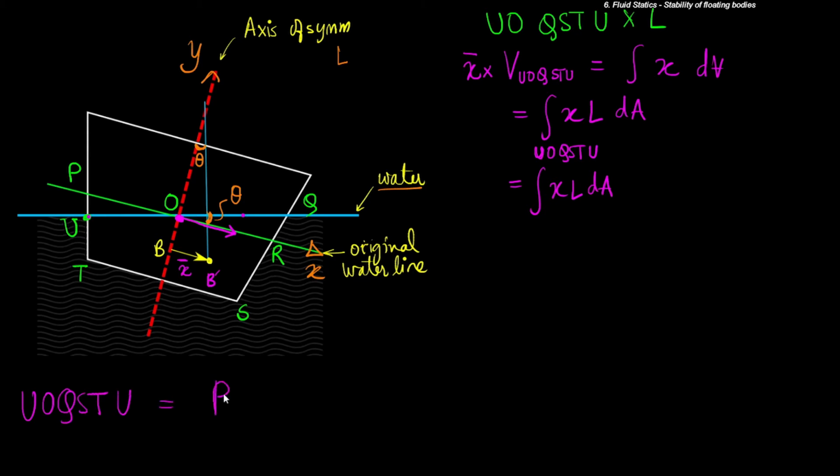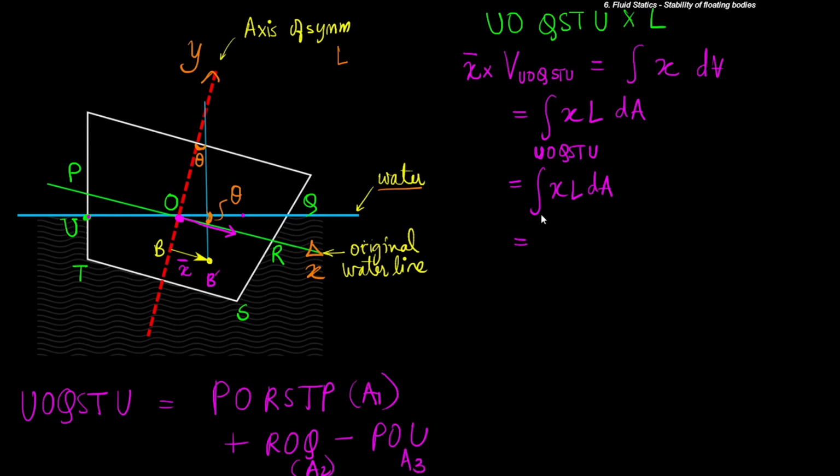This can be written as P O R S T P plus R O Q minus P O U. Basically, that symmetric area, that original waterline area, PORSTP, plus ROQ, because that is the new submerged volume as we have already discussed, minus POU, because this volume has now come out of water. Let me call these area 1, area 2 and area 3. So this can be written as the integral x L dA over area 1 plus integration x L dA over area 2 minus integral x L dA over area 3.